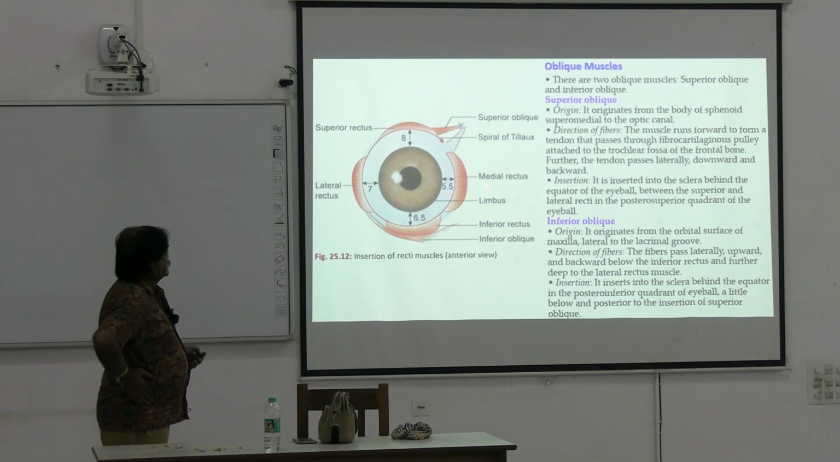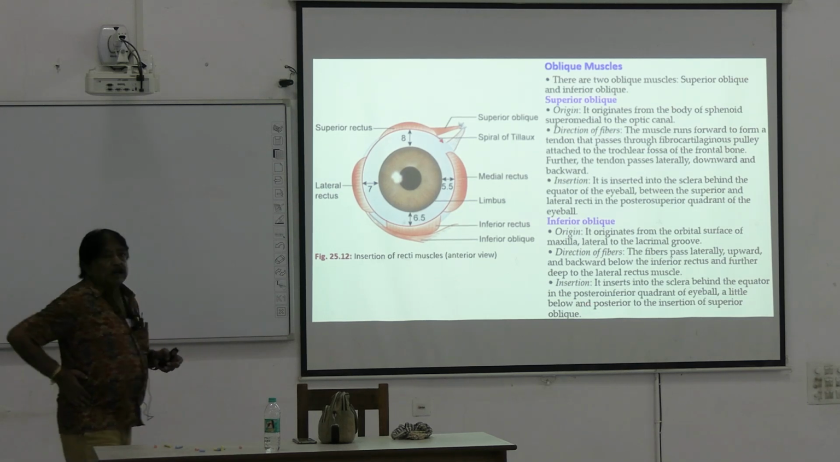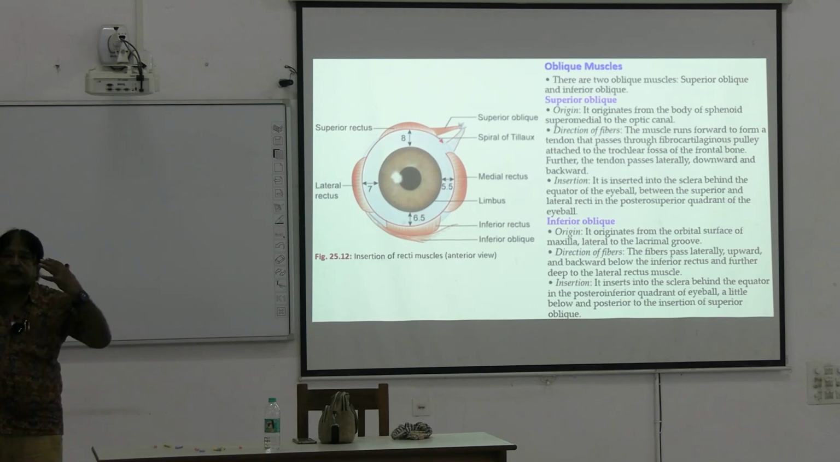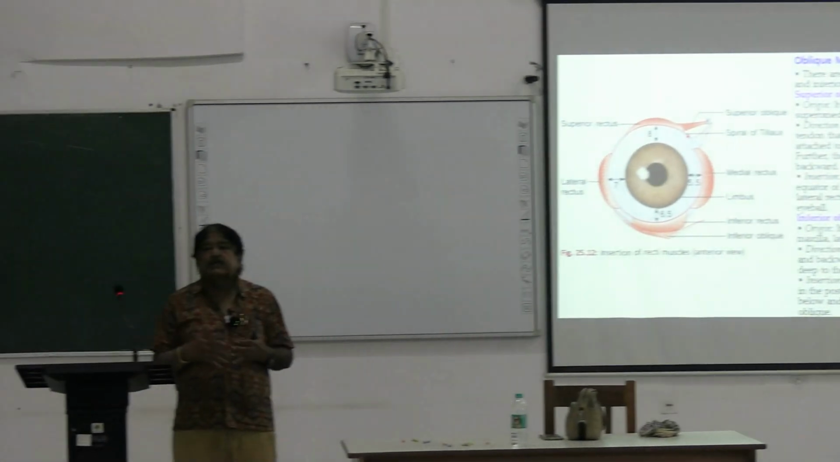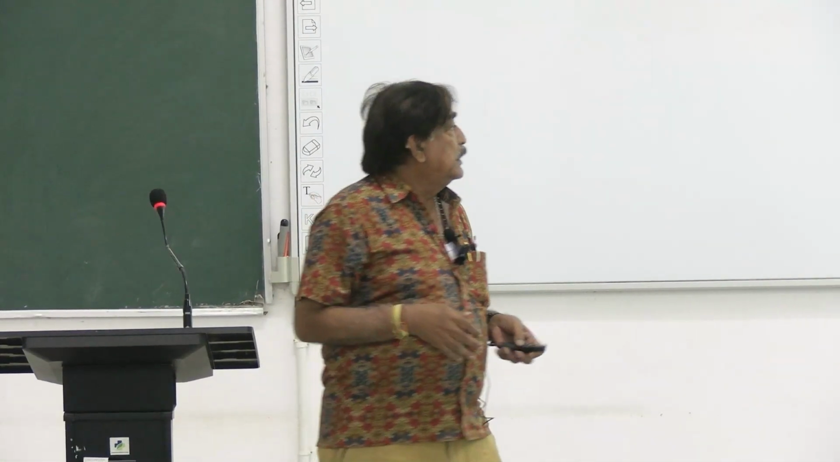It inserts into the sclera behind the equator of the posterior inferior quadrant of the eyeball, below the posterior insertion of the superior oblique. Now, all the muscles are attached on the sclera.